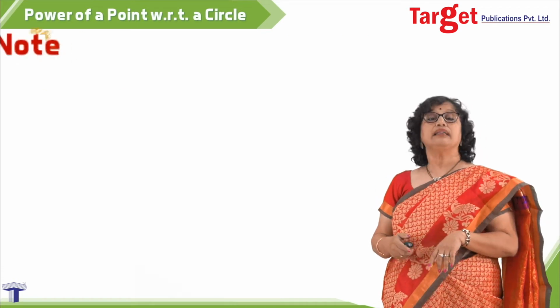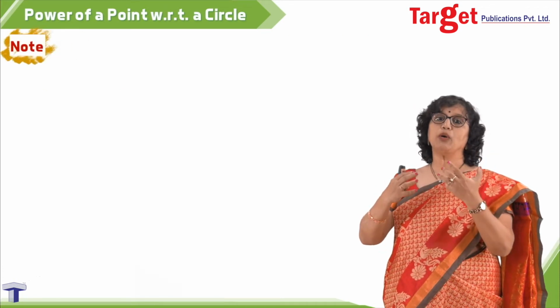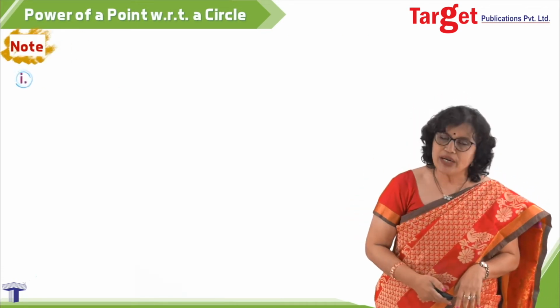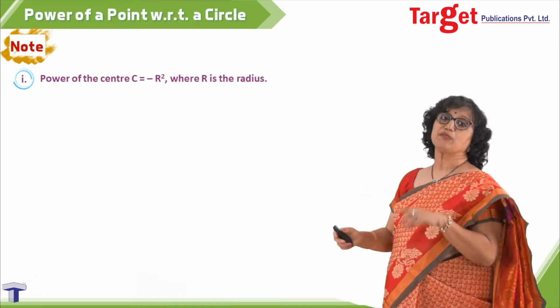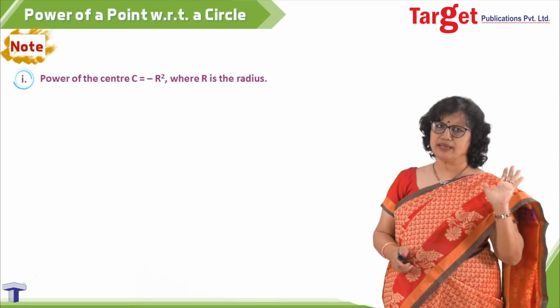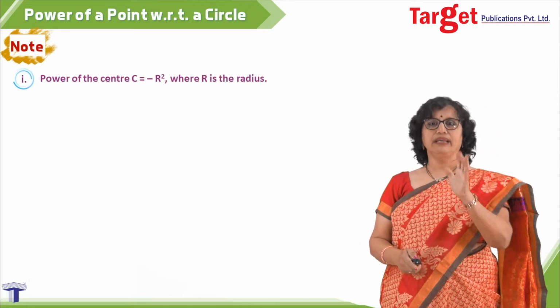And that is, we talk about some specific cases. The first point I have noted here is that the power of center C is minus r square. This you can remember as the result, where capital R stands for the radius.